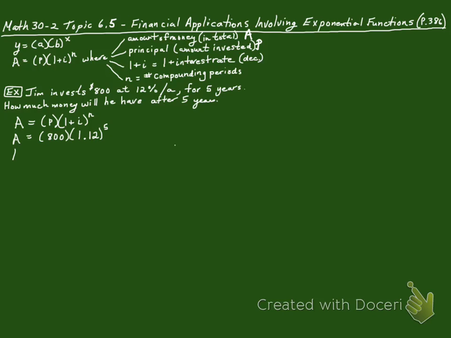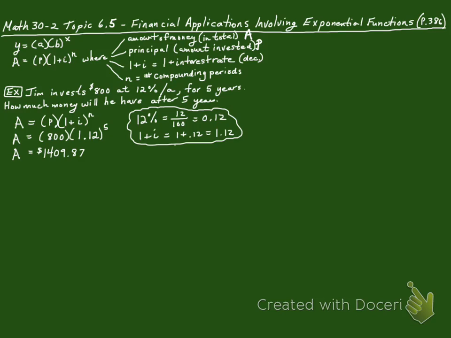Now before we go on to the rest of this, we're going to say that 12% is 12 hundredths, which is 0.12. 1 plus the interest rate is 1 plus 0.12, which is 1.12. That's where that comes from. And 800 times 1.12 to the power of 5 is simply $1,409.87. Notice that your answer is rounded to the nearest cent. We always do that with money.